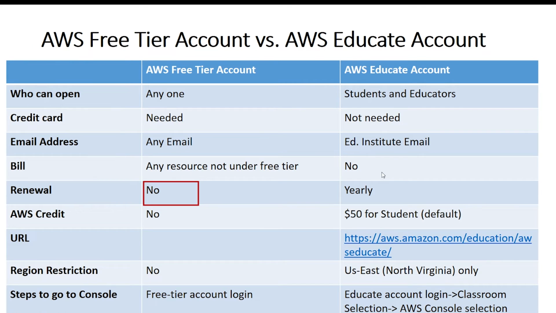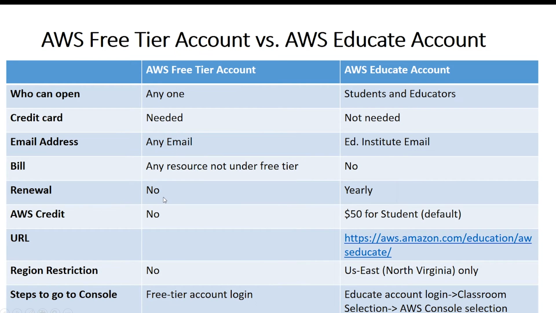A free tier account will not be renewed after 12 months. That means it becomes a normal account after 12 months. When your free tier eligibility expires after 12 months, you will be billed for any resources except for the resources that are always free.